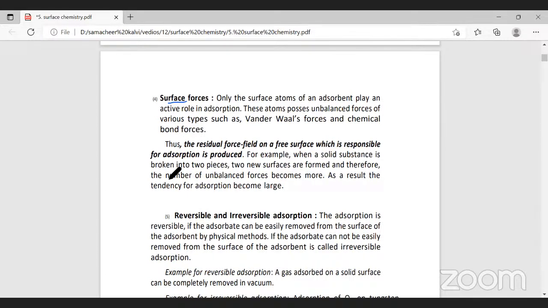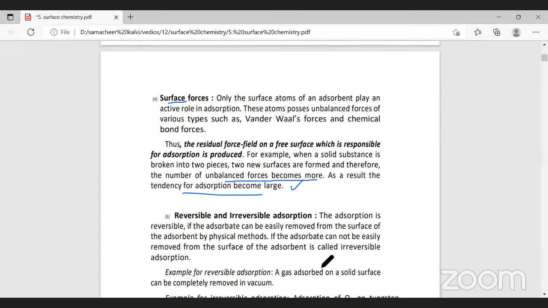For example, when a solid is broken into two pieces, two new surfaces are formed, and therefore the number of unbalanced forces becomes more. As a result, the tendency of adsorption becomes large. So when a solid is broken into pieces, the surface area increases. When surface area increases, more unbalanced forces are formed, and the rate of adsorption increases.